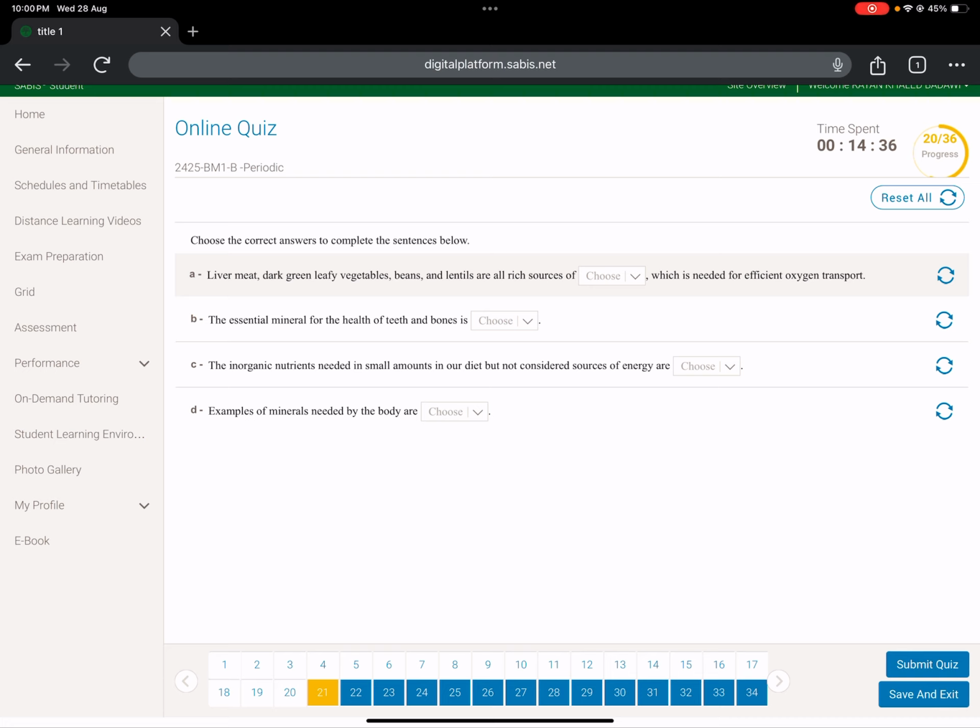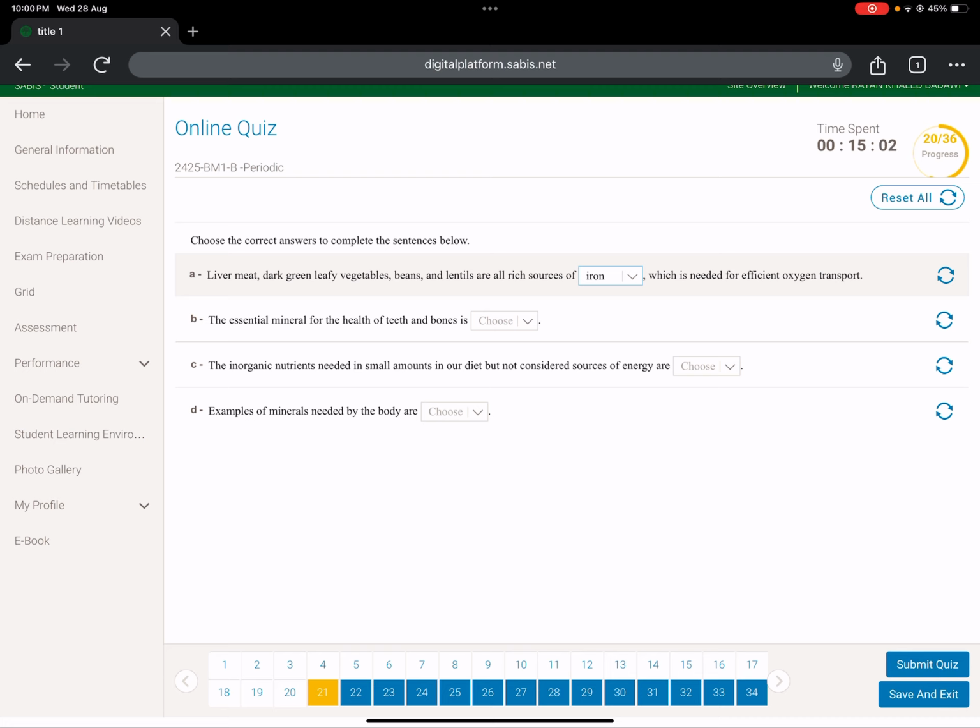Okay, we have to complete the sentences. Liver meat, dark green leafy vegetables, beans, and lentils are all rich sources of something which is needed for efficient oxygen transport. Remember, what's important for oxygen transport? Iron. Why iron? Because iron is needed for hemoglobin, which is the pigment in red blood cells. And what is the function of red blood cells? Their function is to transport oxygen.